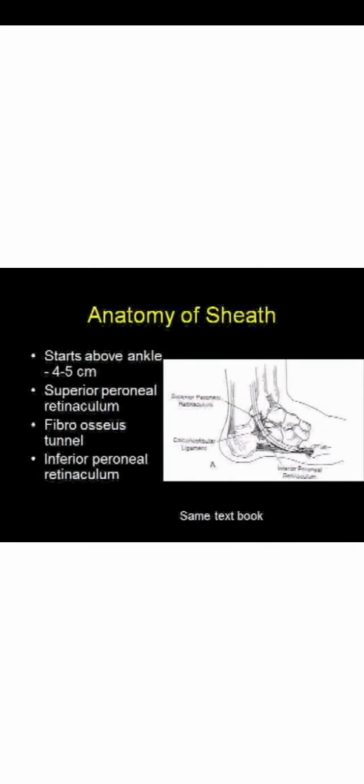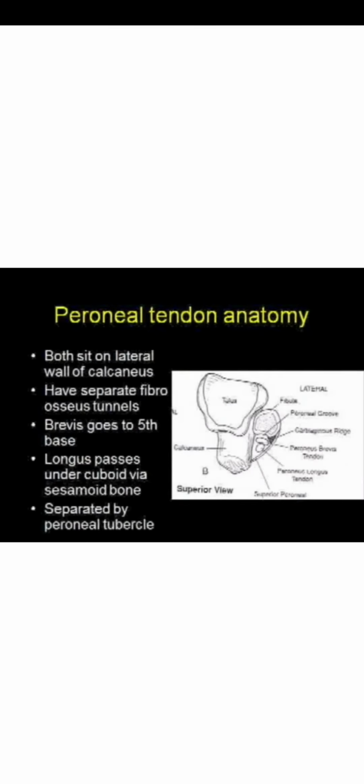The sheath itself consists of the superior and inferior peroneal retinaculum. The superior peroneal retinaculum starts above the ankle, about 4 to 5 centimeters above the tip of the lateral malleolus, and it forms a fibroosseous tunnel. The inferior peroneal retinaculum is on the lateral wall of the calcaneus and is continuous with the extensor retinaculum.